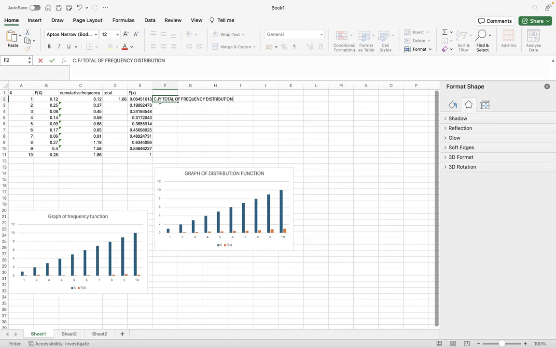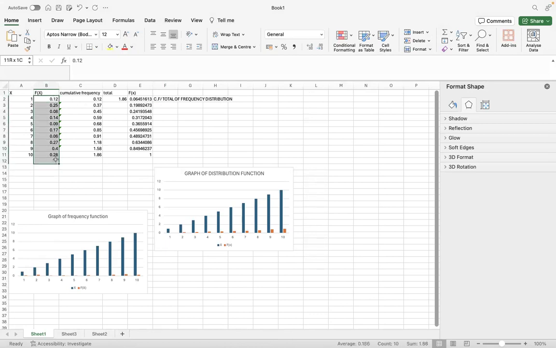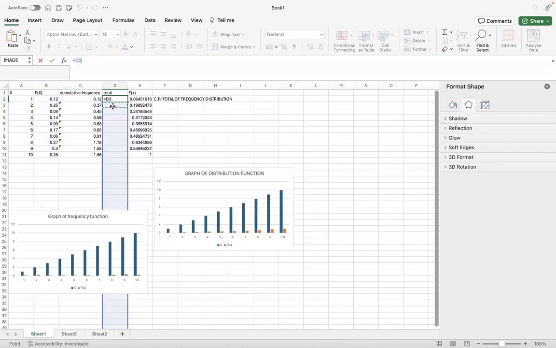First, what do I have to find? I have x and f of x. Is it easy to find the total of the frequency distribution? Yes, definitely it's easy. Here I'll use equals SUM of the B column, B to B. Otherwise, you can select all of these and click on the summation, and you will see the total. But I wanted to keep it over here, so I used equals SUM of B to B. So I got the total. Done.